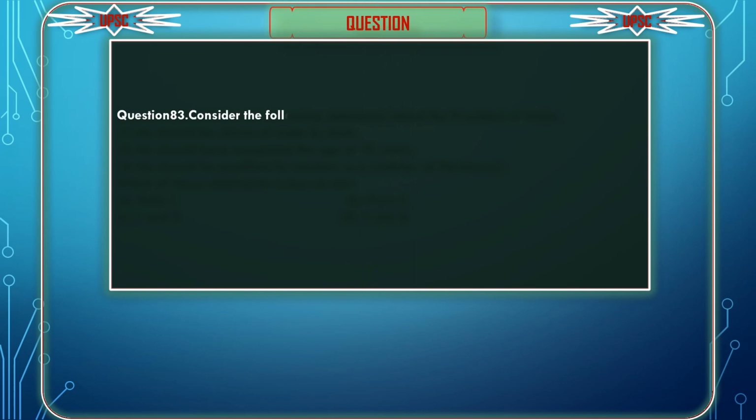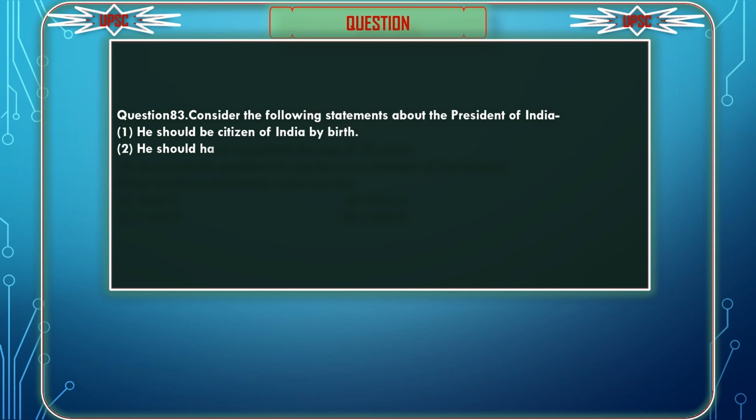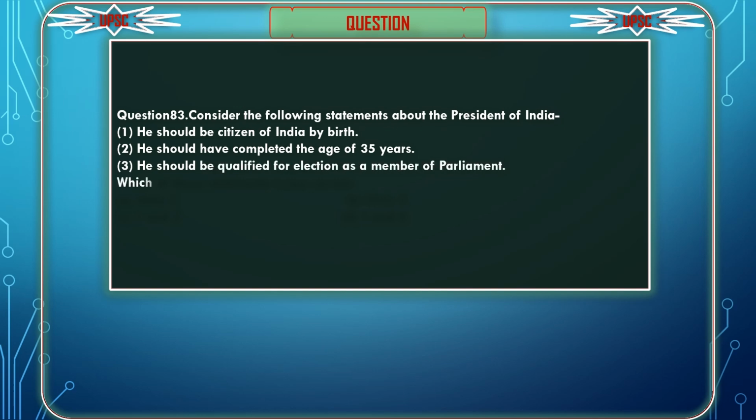Question 83. Consider the following statements about the President of India. 1. He should be a citizen of India by birth. 2. He should have completed the age of 35 years. 3. He should be qualified for election as a member of Parliament. Which of these statements is/are correct? A. Only 1. B. Only 2. C. 1 and 2. D. 1 and 3.